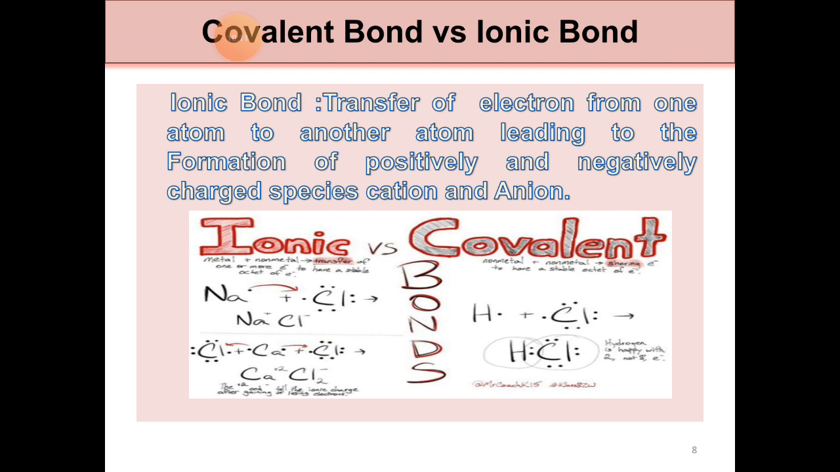Just see the example of NaCl. In the formation of NaCl, sodium loses an electron to form Na positive, chlorine gains an electron to form Cl negative, and an electrostatic force of attraction between the oppositely charged species is created, resulting in the formation of an ionic bond.